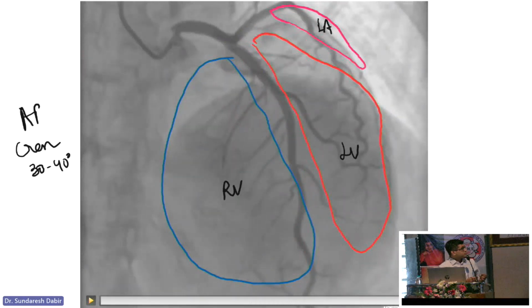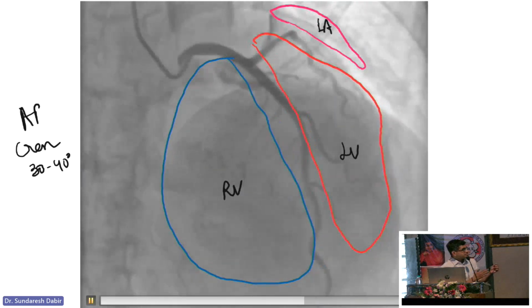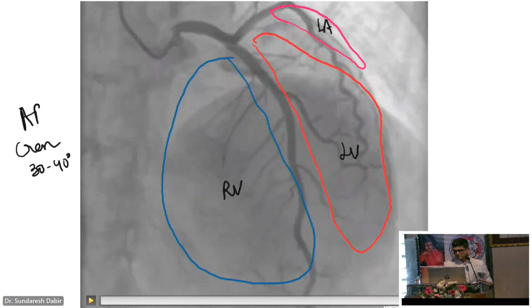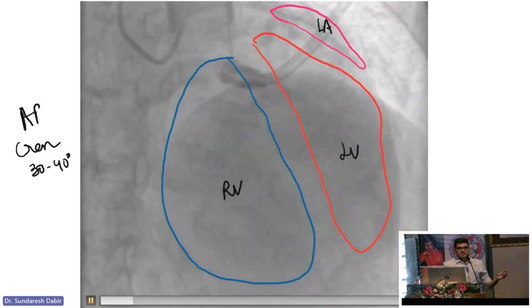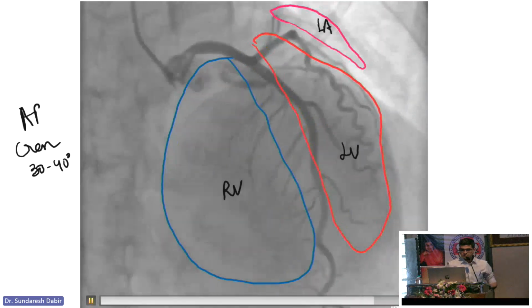The thing on top is the LCX, right? LCX runs in the AV groove, so it's between the LA and the LV, right? Again, this view is best for profiling mid-distal LAD. Okay.